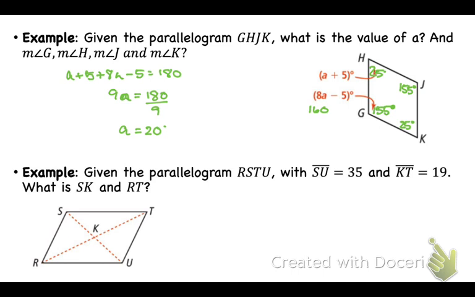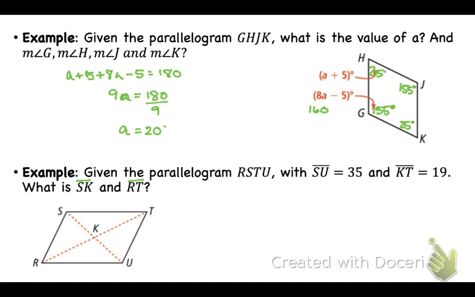Oh, this is missing lines of this K and that. You guys put those KS or SK and RT. Okay, given the parallelogram RSTU, with SU being 35 and KT being 19, what is SK and RT? Well, what do we know about the diagonals? What do they do to each other?